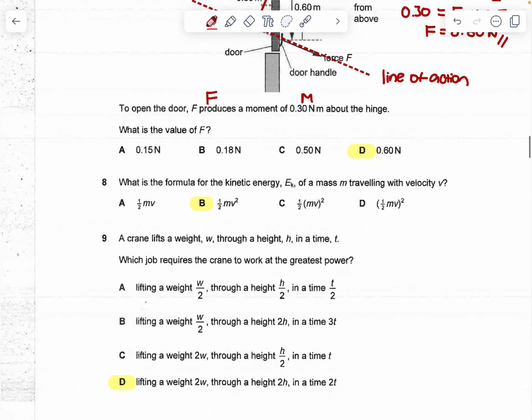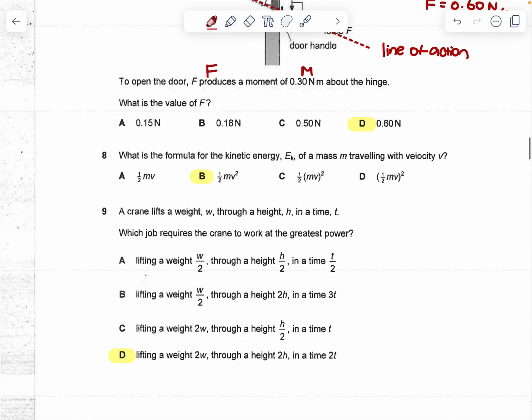Question 8. What is the formula for kinetic energy of a mass m traveling with velocity v? The formula is simply KE equals half mv squared. If they ask you to find gravitational potential energy, GPE, the formula is mgh.